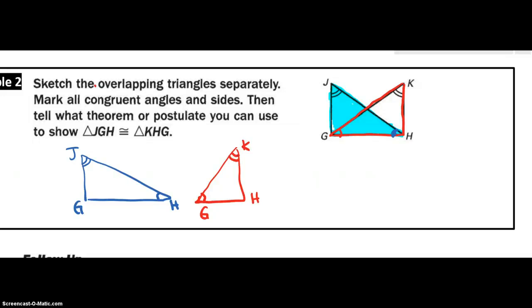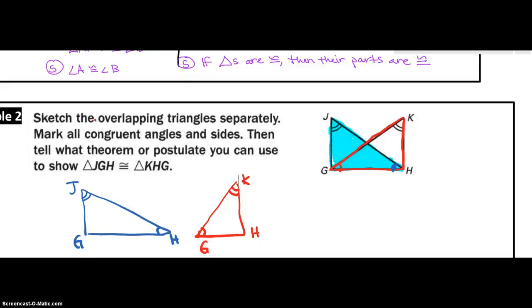What else can we mark? Before we began, what you could have done, you don't have to, is say, well, GH is in both triangles, so I'm going to mark that congruent by the reflexive property. But even if you didn't do it then, you could look at these two triangles and say, oh, well, we've got GH here, and we've got GH here.